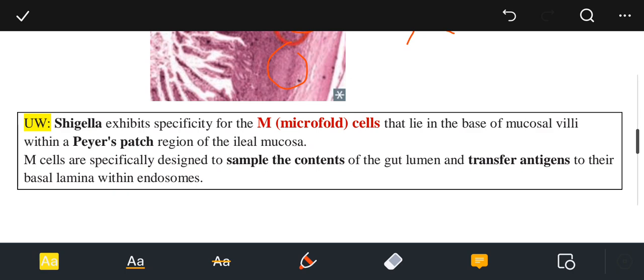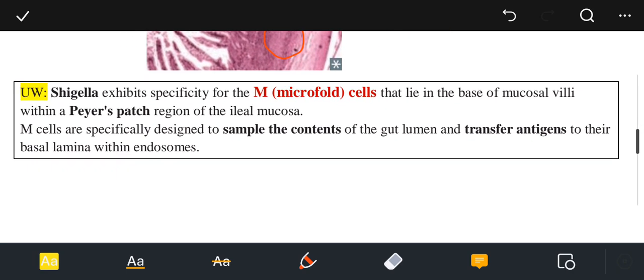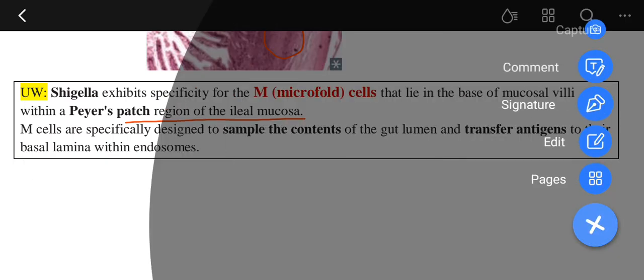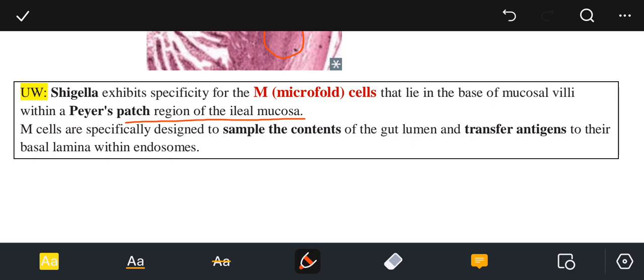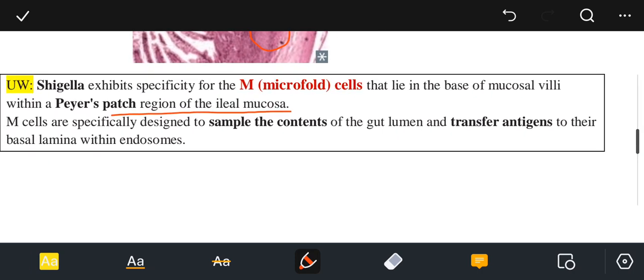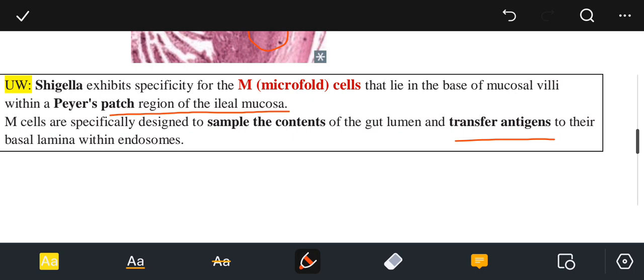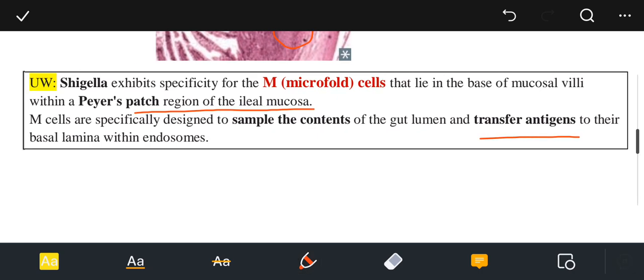Then we have a UWorld point. Shigella exhibits specificity for the M or microfold cells that lie in the base of the microvilli within the Peyer patch region of the ileal mucosa. M cells are specifically designed to sample the contents of the gut lumen and transfer the antigen to their basal lamina within the endosomes.